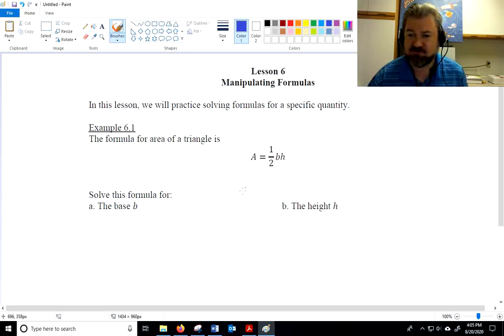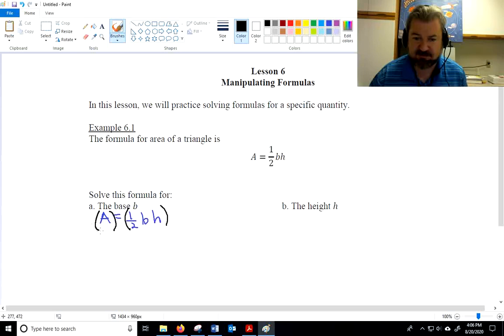Okay, I'm going to start with the formula for area of a triangle, 1/2 base times height, and let's solve it for the base b. So, I'll put A equals 1/2 base times height. And I think you know what to do here. We're going to get rid of that pesky little fraction by multiplying both sides by the denominator. The denominator is 2. So I'm multiplying both sides by 2. And I get 2a.